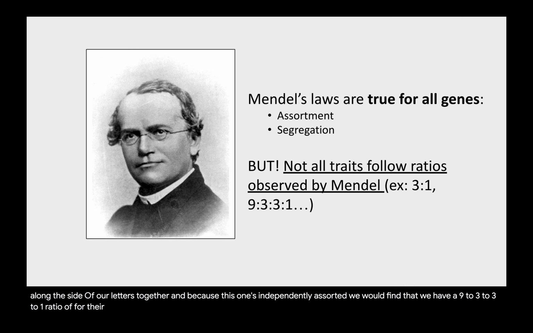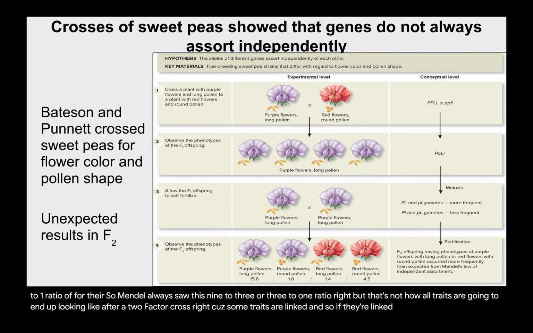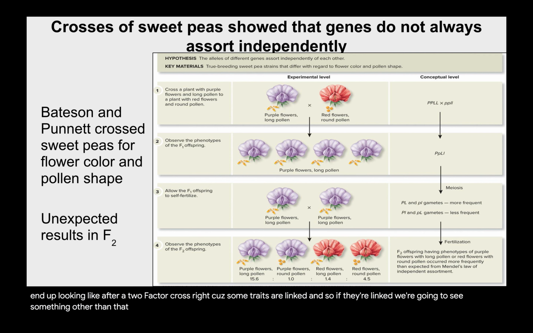All right. So Mendel always saw this 9:3:3:1 ratio. But that's not how all traits are going to end up looking after a two-factor cross, because some traits are linked. And if they're linked, we're going to see something other than that 9:3:3:1 ratio.